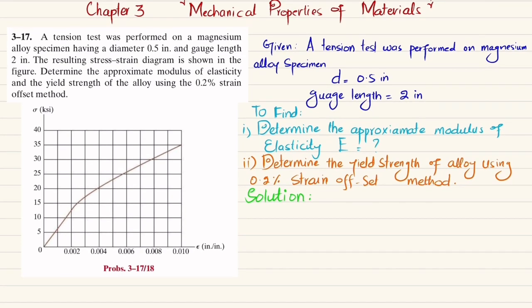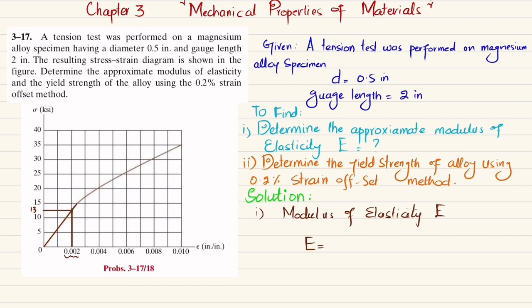We will first find the modulus of elasticity, and this modulus of elasticity E can be found by using this stress strain curve. You can see this is the proportional limit or elastic limit. The slope of this curve will give you the modulus of elasticity. So E will be equal to, if I take this point, at this point you have stress equal to 13 ksi and the strain will be 0.002.